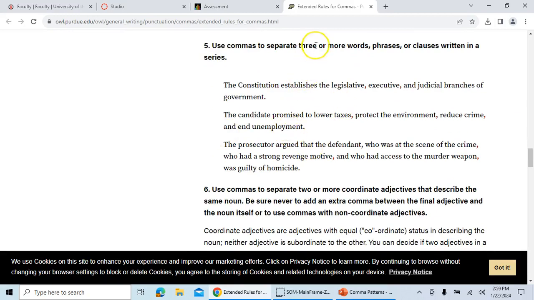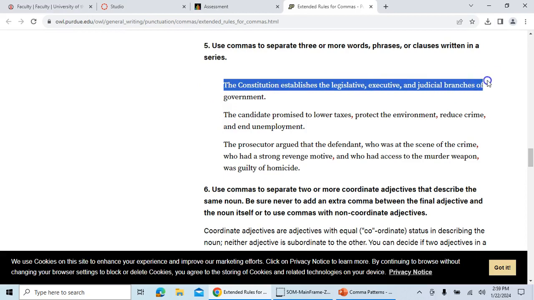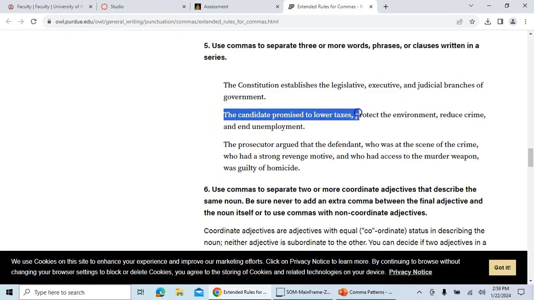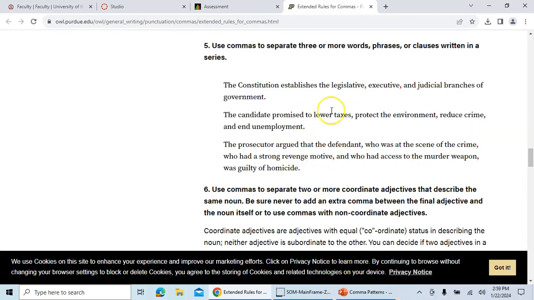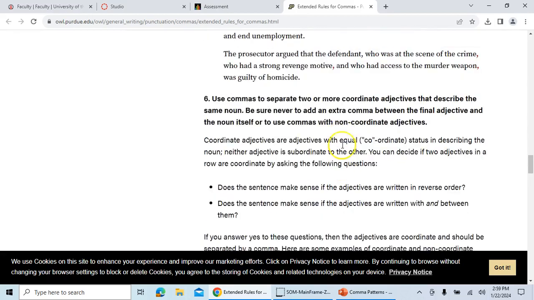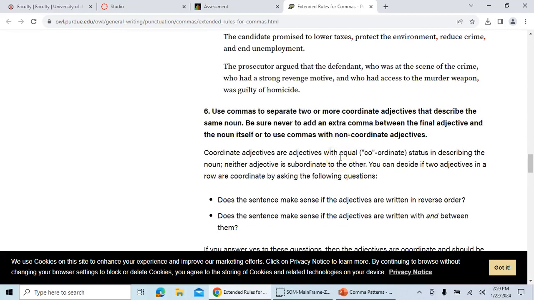Use a comma to separate 3 or more words, phrases, or clauses written in a series. If you have a list of something going on in your sentence, you need to separate those with commas. The Constitution establishes the legislative, executive, and judicial branches of the government. So that's separating that list of different branches. The candidate promised to lower taxes, protect the environment, reduce crime, and end unemployment. Again, that's a list of different things that they have going on there.